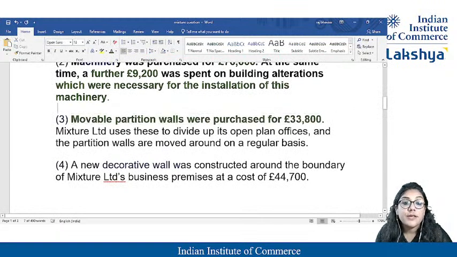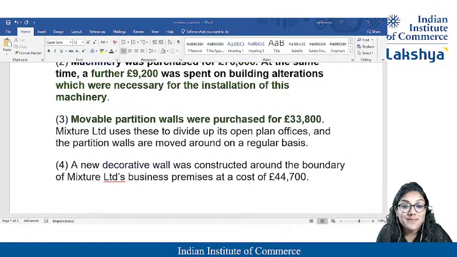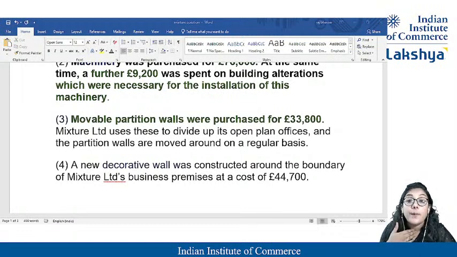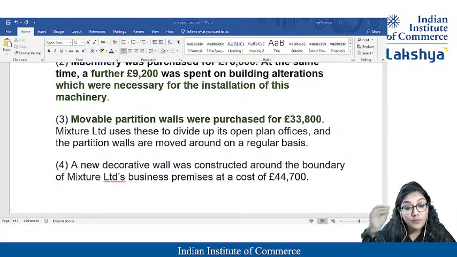Then what is it? It's a movable partition, guys. So that becomes a part of the machinery and not the building. We should get these things, because for buildings now, students, we don't get any allowances. No capital allowances. But for machinery, we get capital allowances.